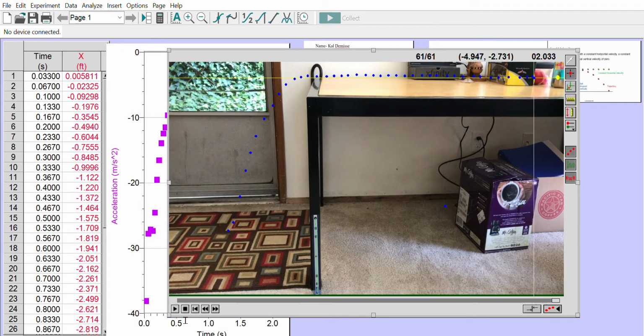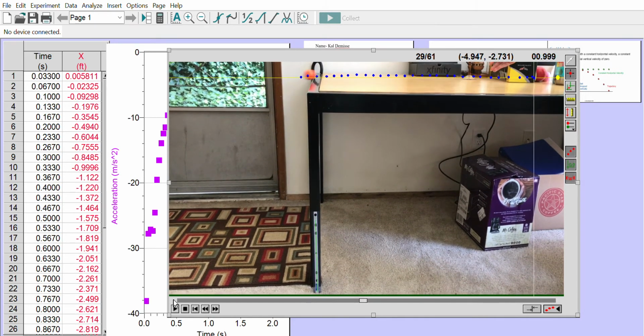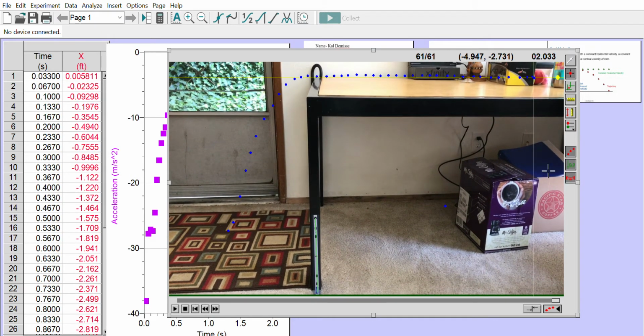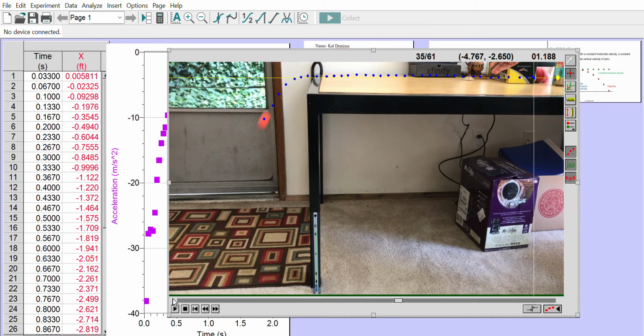Okay, so this is my video. As you can see, I am rolling a ball down a table right here, and it follows this path right here and falls down on the ground right about here. Just to see it one more time.